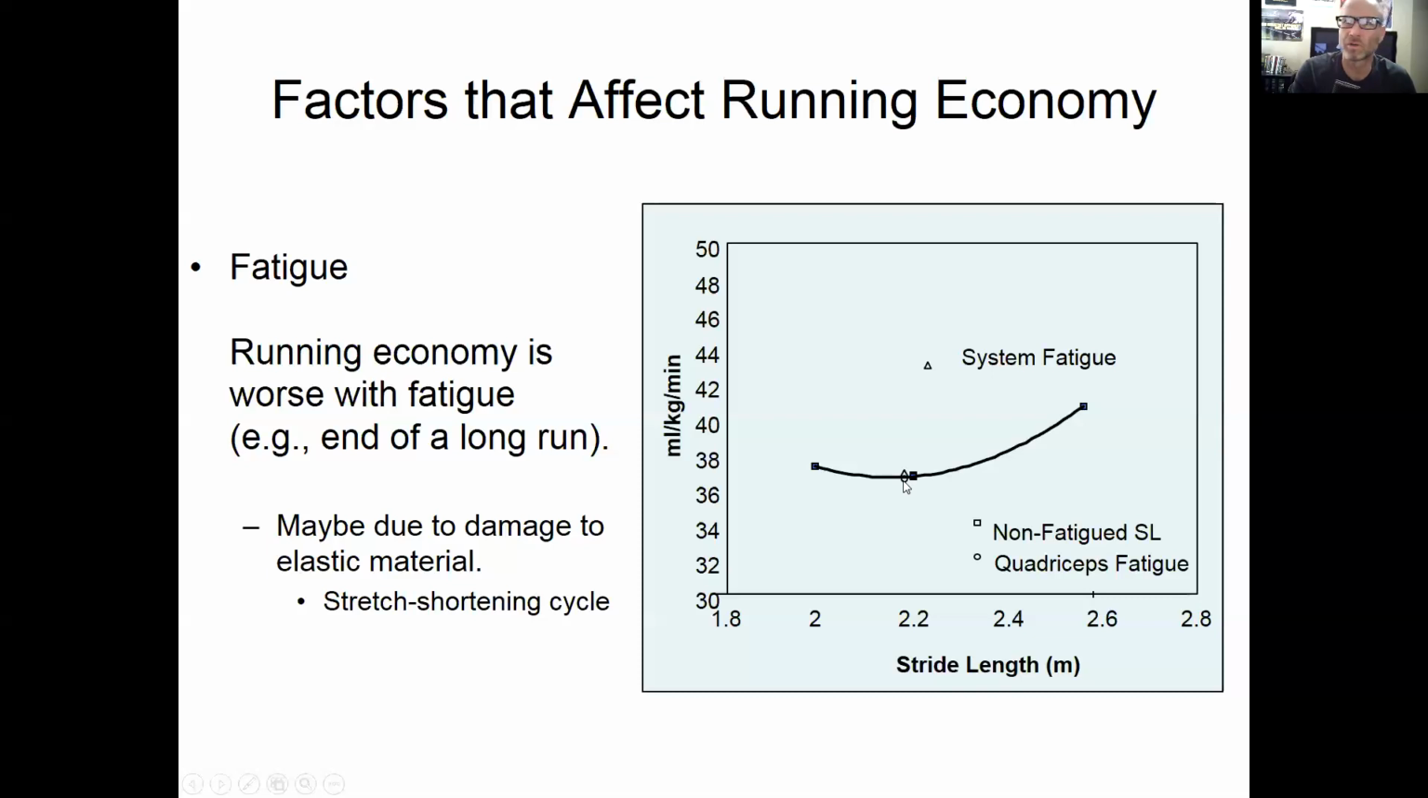Interestingly, after only the quadriceps were fatigued, they picked the same stride length and therefore the same stride rate as the non-fatigue state, and VO2 was not influenced by quadriceps fatigue. So system fatigue, VO2 went up, they became less economical. Quadriceps fatigue only, no change. All right, so system fatigue does influence running economy, but local fatigue did not, interestingly enough.